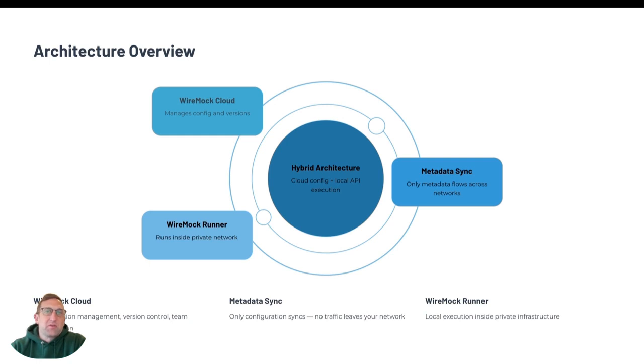So what's the architecture of WireMock Runner? Of course, we still have WireMock Cloud, which manages your configurations and versions and collaboration settings. But now we also have WireMock Runner, which runs inside of your private networks, either on a laptop or on a shared server or Kubernetes cluster. And the only piece that syncs between these two is the metadata. This metadata is the configuration set of what a mock API is, who has access to it, and what the rules are for responding to requests coming into it.